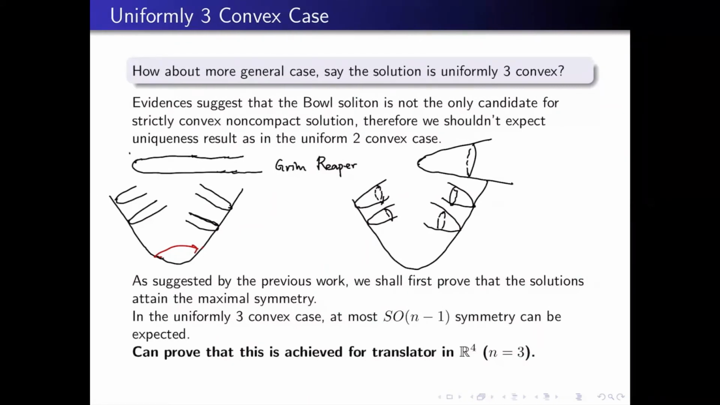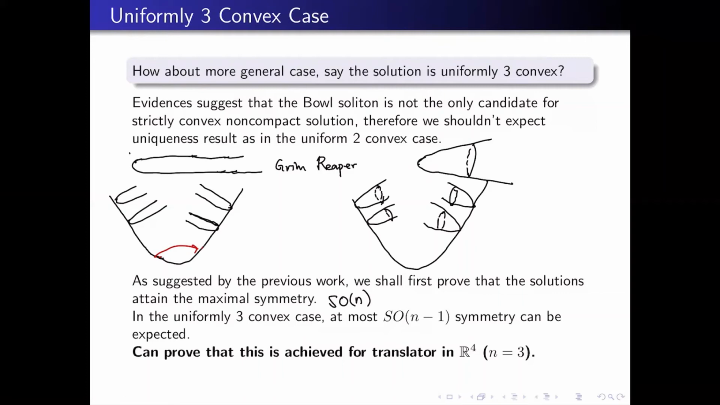As suggested by the previous work in the uniformly two convex case, the first step of proving the uniqueness in that case is to prove the maximum symmetry is attained. So in all this previous work, they have to show that the solution is SO(n) symmetric in R^(n+1). So in the uniformly three convex case, we should not expect that much symmetry. We should expect at most SO(n-1) symmetry.